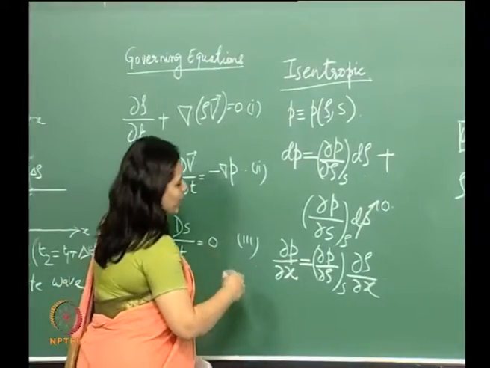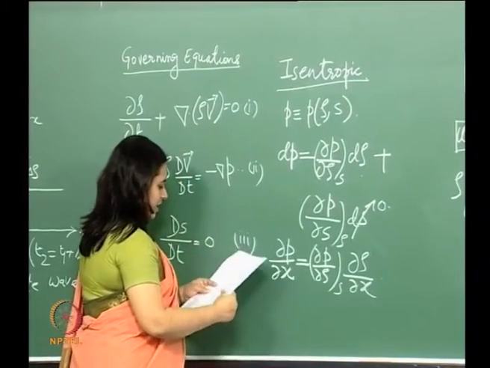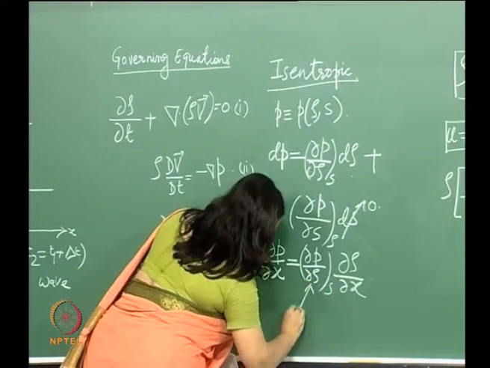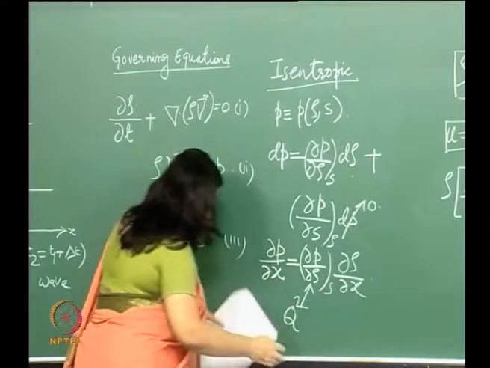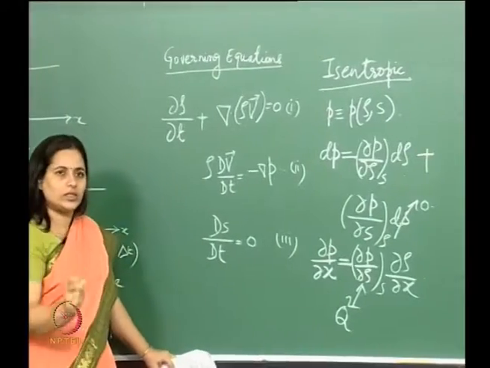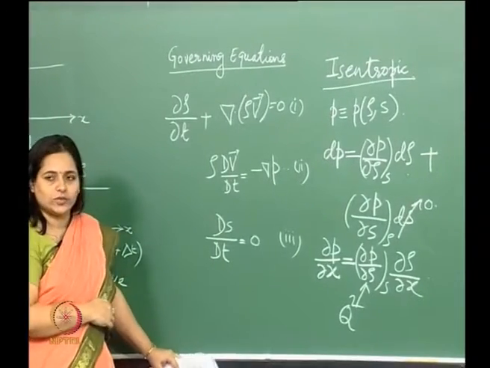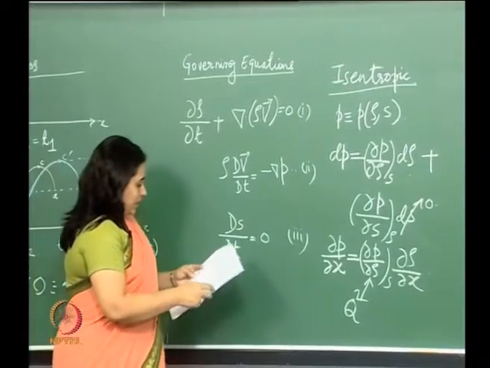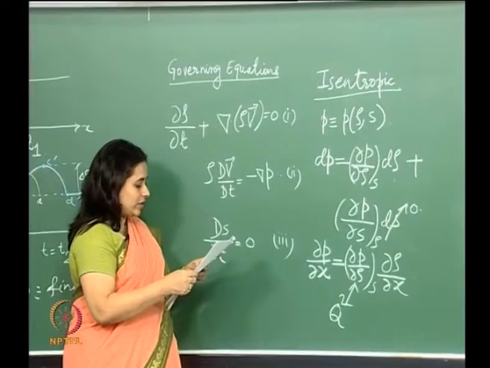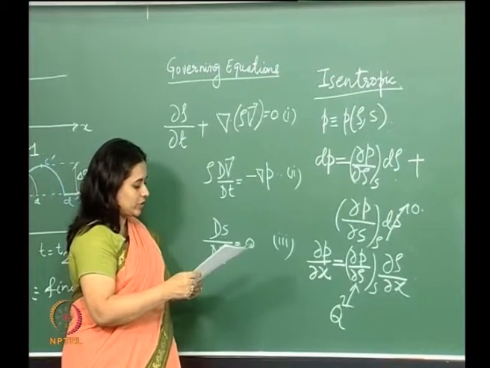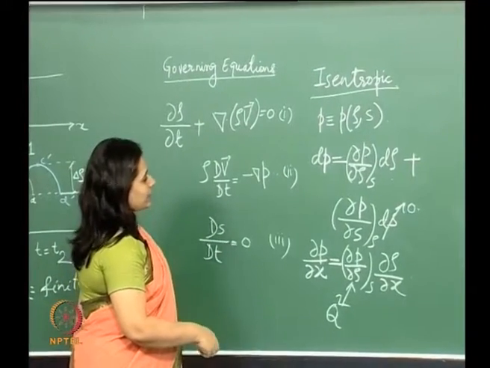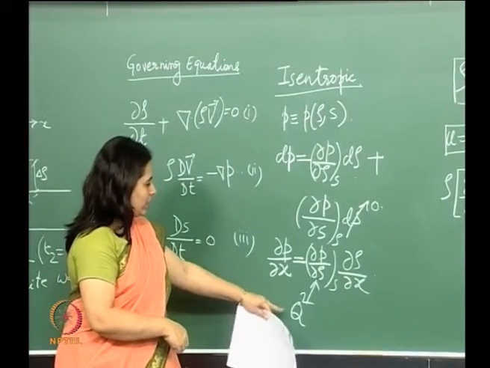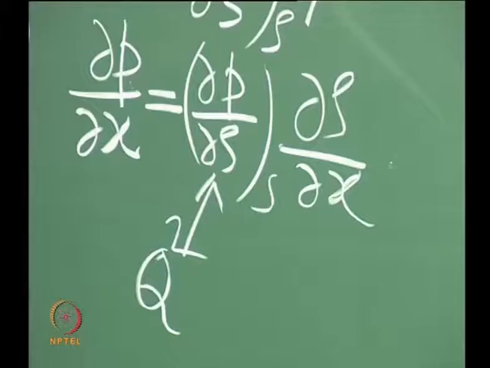Now, at this point, let us just say that this term here, let's call that q square. It's just a term, we will come back and find out if that means anything. Let us just call that q square. Now, if I do this, del P del x is equal to q square into del rho del x.